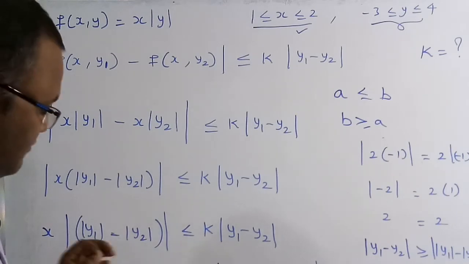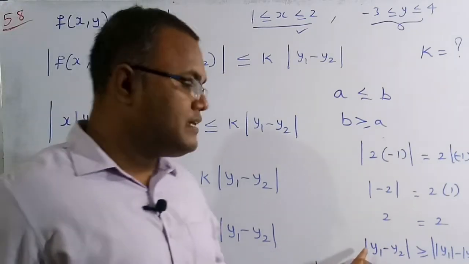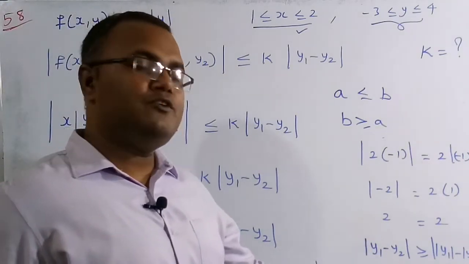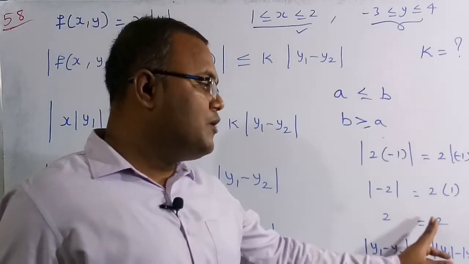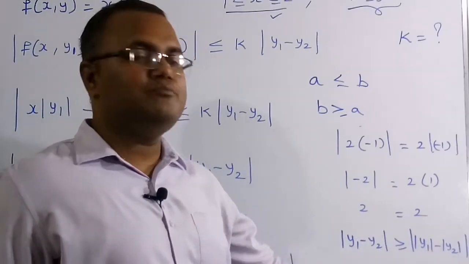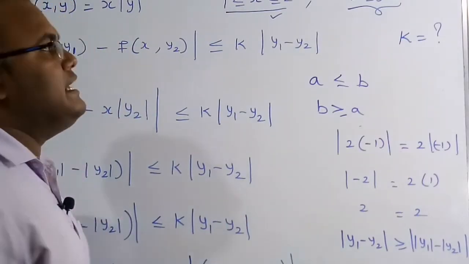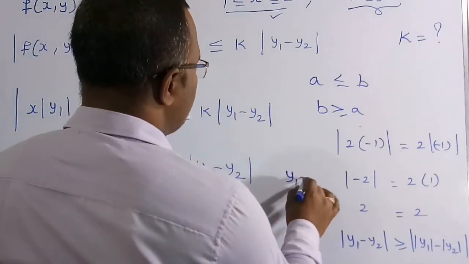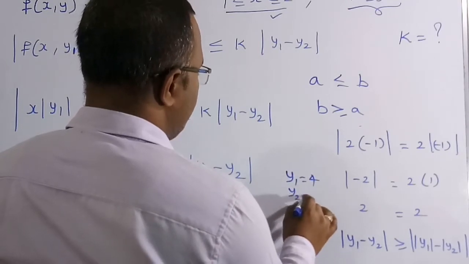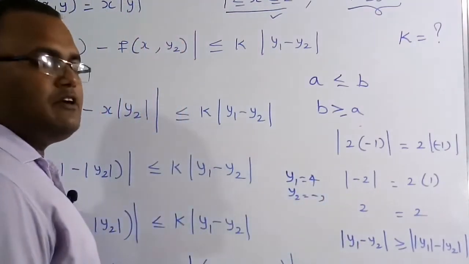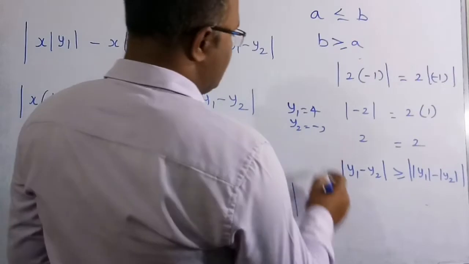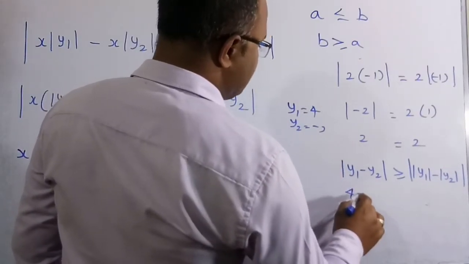Now we have to know the basic inequality. Modulus of y1 minus y2 is always greater than or equal to modulus of mod of y1 minus mod of y2. You can take any two values and substitute them in this equation. Let me take y1 equal to 4 and y2 equal to minus 3. If you substitute in this equation, you can see it. Here 4 minus of minus 3 is plus 3.